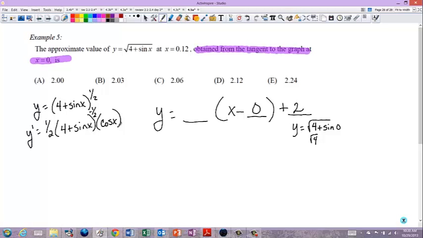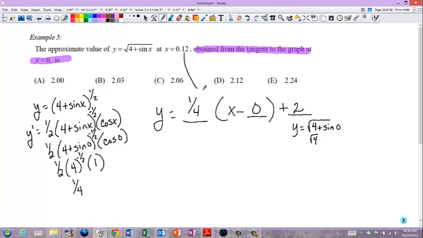And we're going to fill in 0. So 1/2 times 4 plus sine of 0 to the negative 1/2 times cosine of 0. Sine of 0 is 0. So 1/2 times 4 to the negative 1/2. Cosine of 0 is 1. 4 to the negative 1/2 is 1 over the square root of 4, so that's 1 over 2, so that's 1/4. And then I fill in 0.12. So 1/4 times 0.12 minus 0 plus 2.